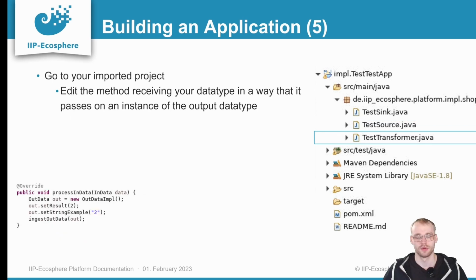You then go to the transformer. You edit the method receiving the data type in such a way that the passed on instance is the new data type, your output data type, and in the meantime have some kind of transformation in between. In this pretty bare bones example, we just create an out data type and pass it on, because out data is the output of our transformer. In this case, we just set these two values to something new.